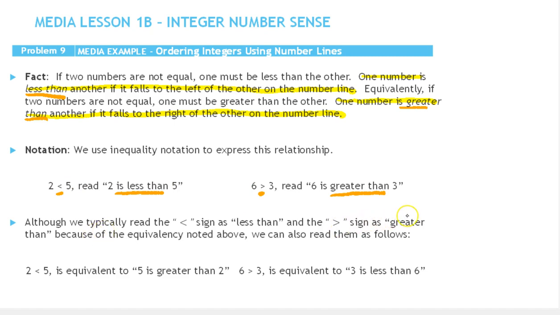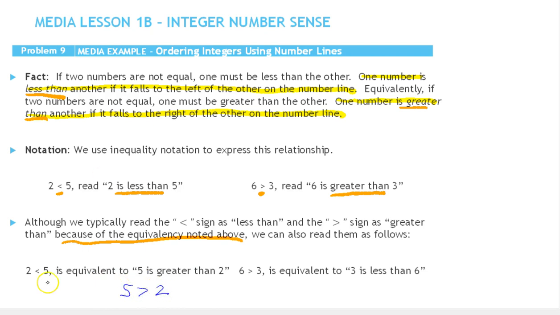But one thing you want to think of is the equivalency noted above. Because we said that if two numbers are not equal, one must be less than or greater than the other, we can actually read these in the opposite direction. This is going to be really useful later when your inequality symbol may be in a way that's not as easy to read from left to right for some reason. Here, we said this is 2 is less than 5, but we can also read this as 5 is greater than 2.